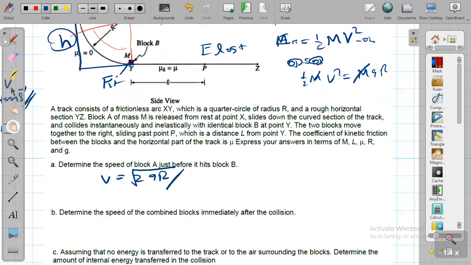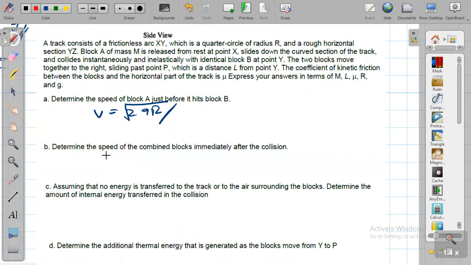Immediately after the collision, that is the same. m p initial equals what? M times square root of 2gR. P final equals 2m v. So how to get it?